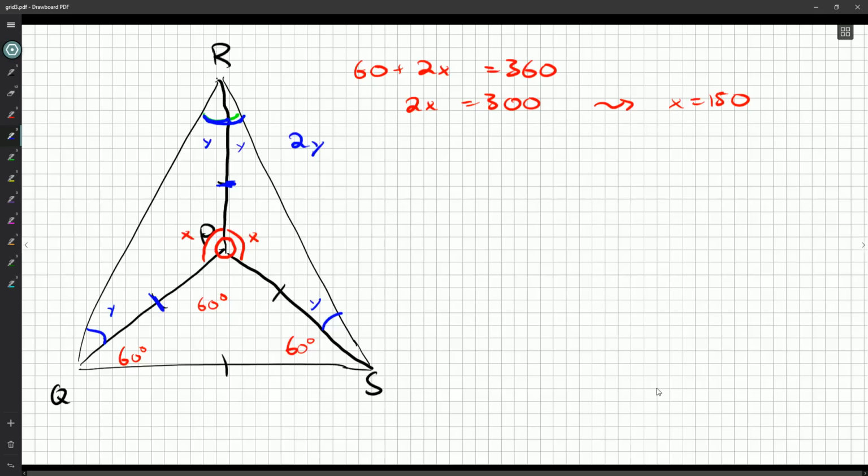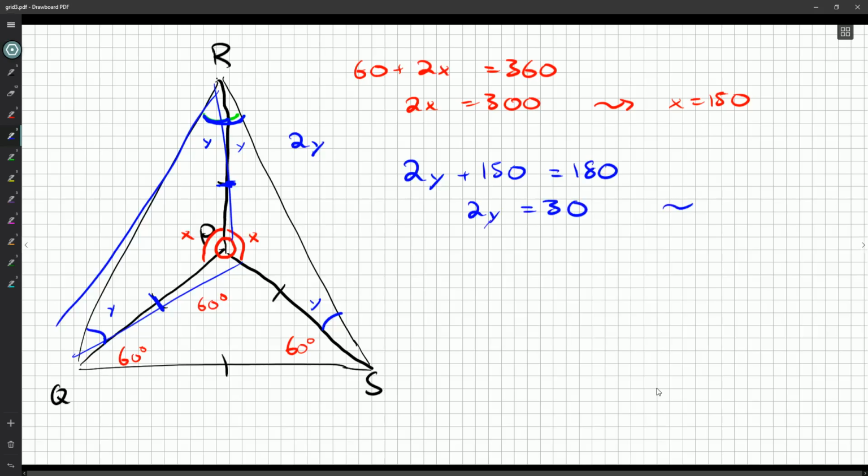So if we just figured out Y, we'd be all set. But we don't even need to do that. We know that 2Y, just looking at this triangle here, plus X, that is to say 150, that's the sum of the angles inside a triangle, so that's 180. So 2Y must be 30. You could solve and say Y is 15, but it doesn't really matter. We want to find 2Y. Why bother figuring out Y when we already have 2Y right there?